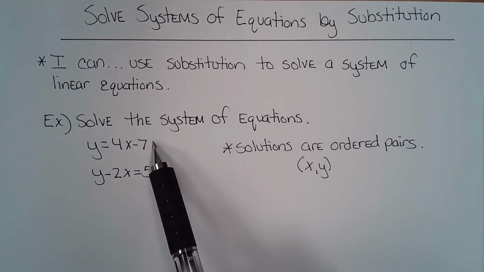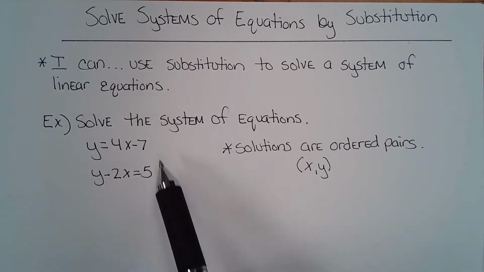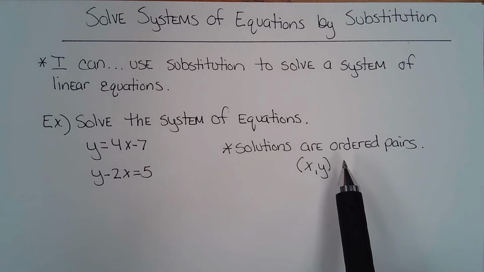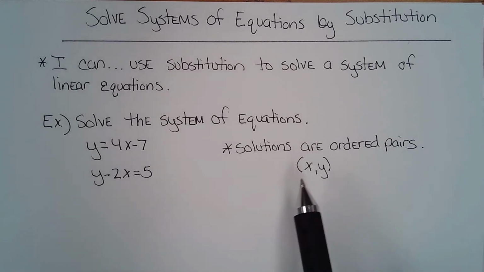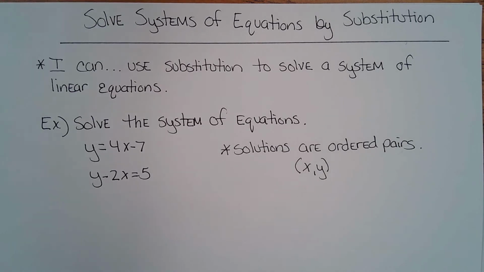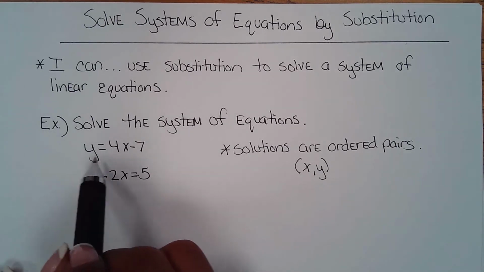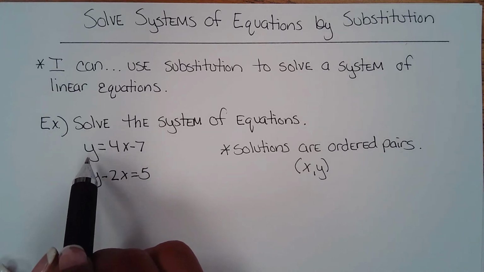They call these systems of equations because there are two equations. And the solutions to these systems of equations are ordered pairs. Remember, your ordered pair will always have an x value and a y value. So let's get started.